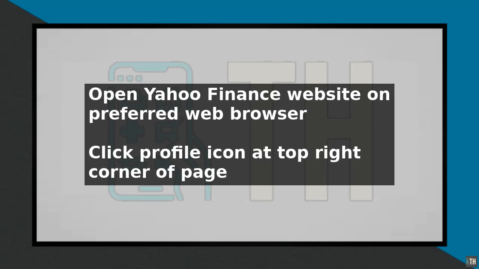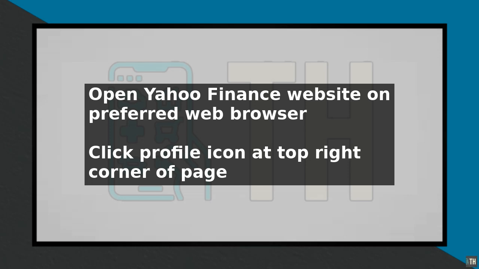To activate dark mode on Yahoo Finance 2025, follow these simple steps. First, open the Yahoo Finance website on your preferred web browser. Once the website is loaded, click on the profile icon located at the top right corner of the page.